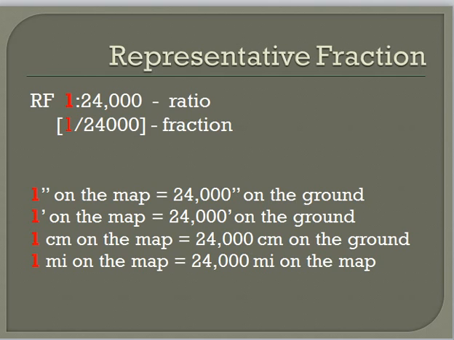The second scale method that you need to understand is the representative fraction. It's also called the RF, or the ratio fraction. And this is a representation or a ratio between the map distance, which is always the 1 on the left side of the colon, and the ground distance, which is always on the right side of the colon. So you can also think about this as a fraction, where the map distance is the numerator, and the ground distance is the denominator.